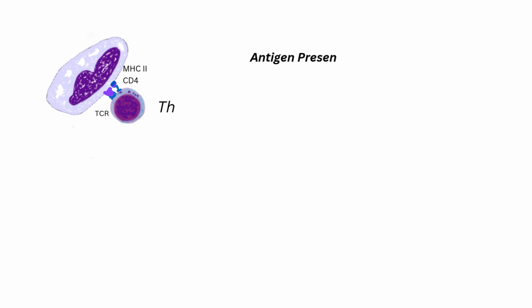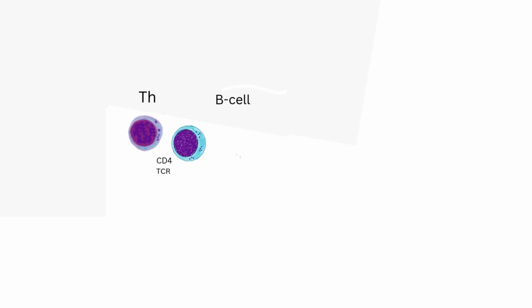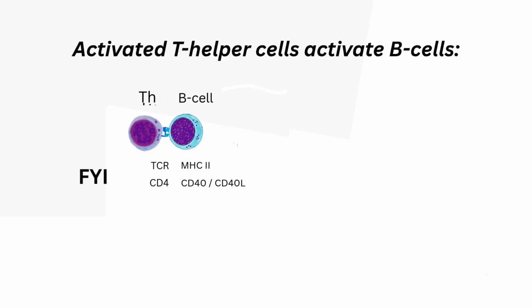An antigen presenting cell, usually a macrophage, B cell, or dendritic cell, presents a foreign antigen bound to major histocompatibility complex 2 proteins on its surface to a T helper cell with T cell receptors on its surface. T helpers are incapable of phagocytosis, direct killing of infected cells or tumor cells, or secreting antibodies, yet they are so important to our adaptive immune system.